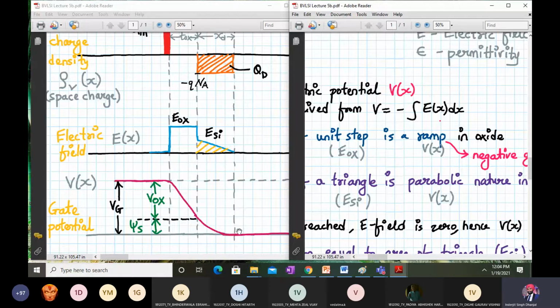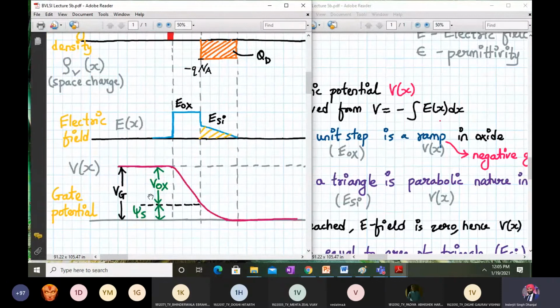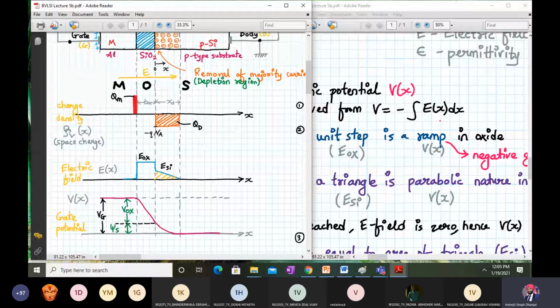Once your XD is reached, once the depletion layer is completed by the thickness XD, the electric field in the semiconductor will be zero, as you can see. Integration of which gives the potential drop across the oxide, and psi s, which is the potential drop across the semiconductor, the p type silicon. So that's how we explain this complete diagram, which is determining the charge density rho of x, space charge, electric field, and the gate potential.